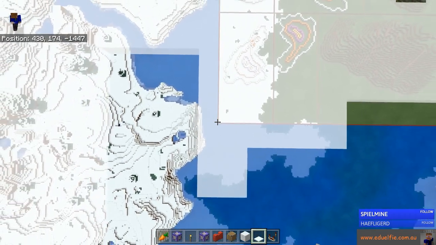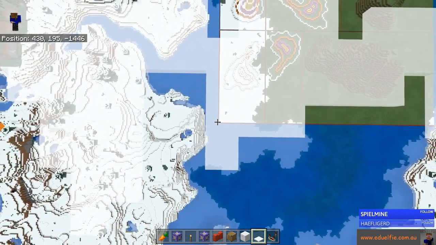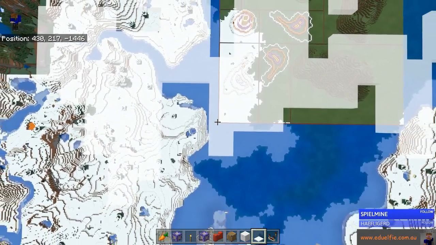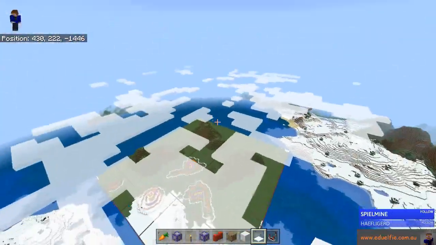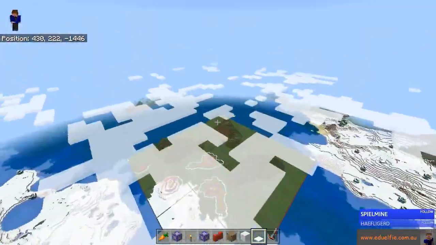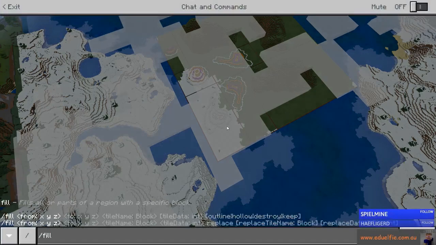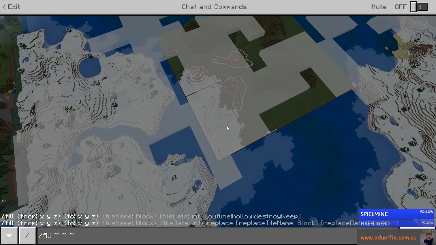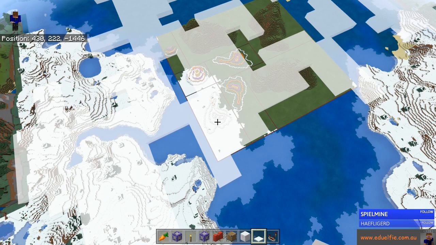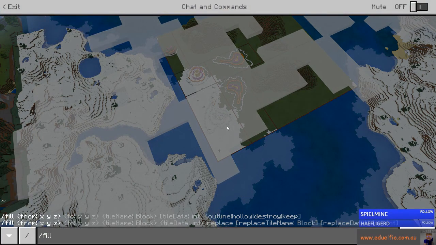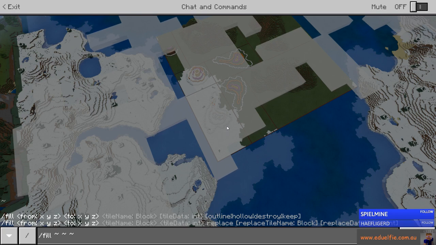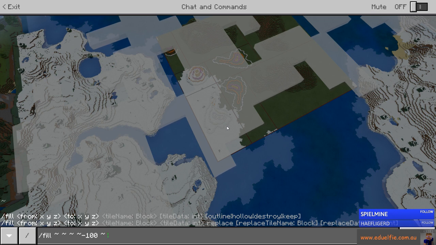Right, so I want to go higher. Because what I want to do, so we could probably do it from out here. What I'm going to do is I'm going to create glass, basically a glass cover over this entire, or at least this snowy section of it. So, fill from where I am, need to note that the y coordinate, we're at 222. Fill from where I am to tilde negative 100.